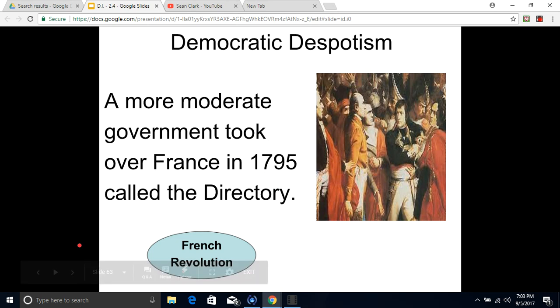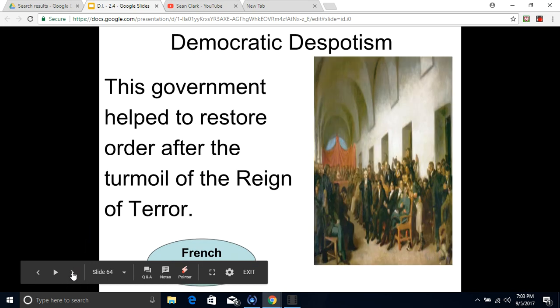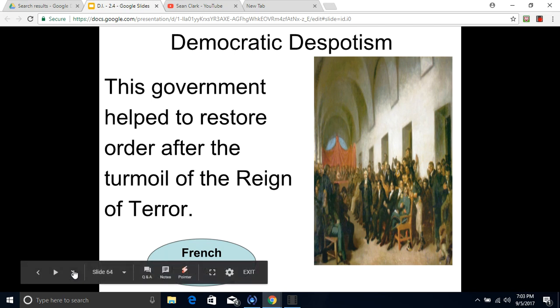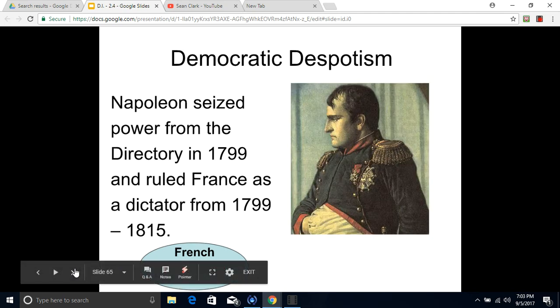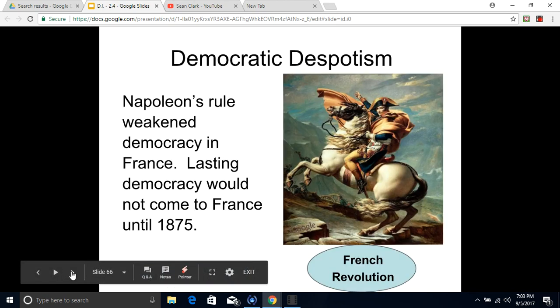After Robespierre's death, a more moderate government took over France in 1795, and it was known as the Directory. This government helped to restore the order after the turmoil of the French Revolution and the Reign of Terror. In 1799, Napoleon Bonaparte seized control of power from the Directory and ruled France as a dictator from 1799 to 1815. Napoleon's rule weakened democracy in France. Lasting democracy would not come to France until almost 100 years after the French Revolution in 1875.